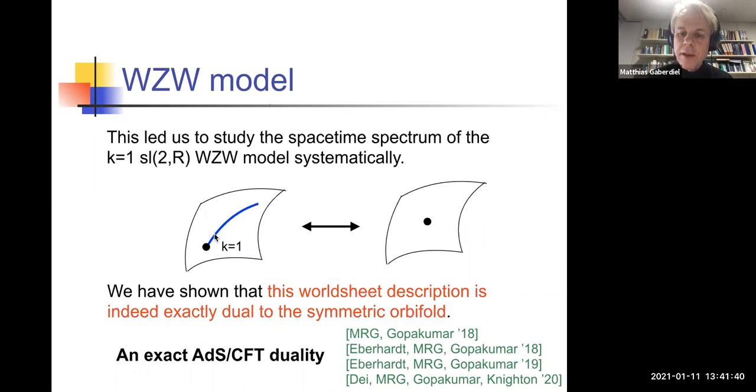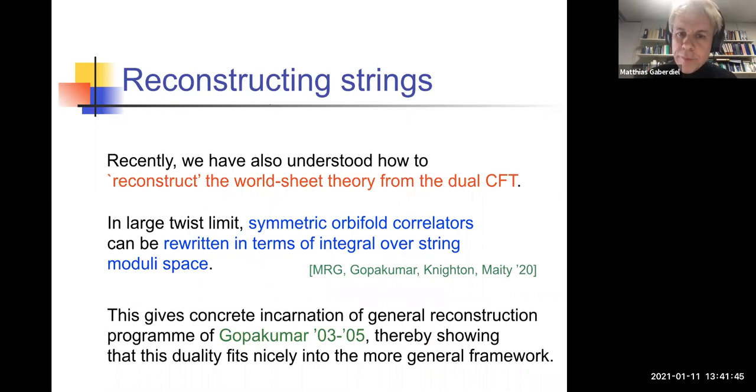So this is what most of my talk will be about. Towards the end, I also want to explain some very recent development, which is that we've managed to, in some sense, go the other way. I mean, you may say this is a bit unnecessary, and to a certain extent, that's true. That's not really necessary in order to establish this duality.